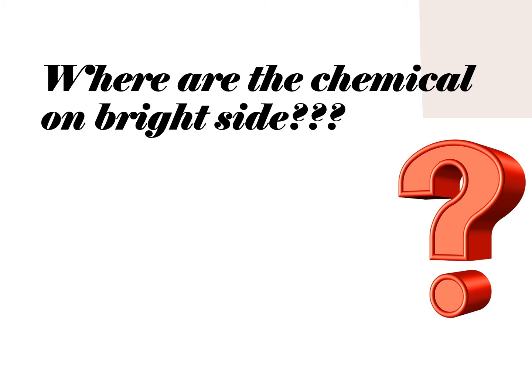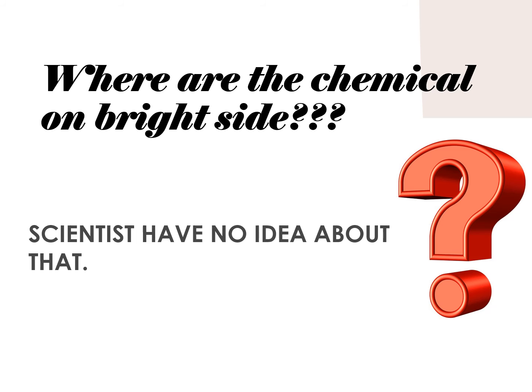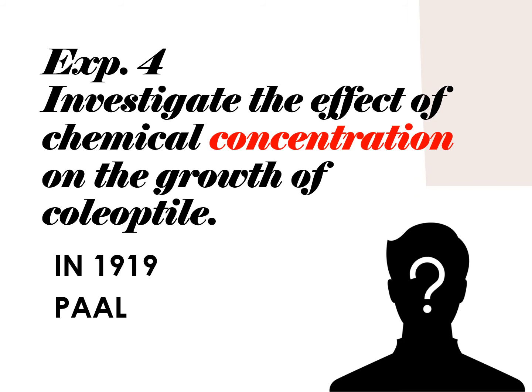Now the question is, where are the chemicals on the bright side? Where did they go? So far, the scientists have no idea about that. The fourth experiment was done by a scientist called Paal in the year 1919. He investigated the effect of chemical concentration on the growth of coleoptile.